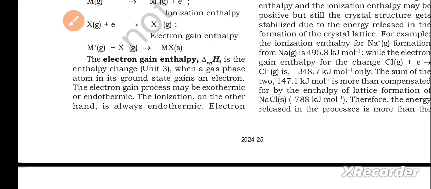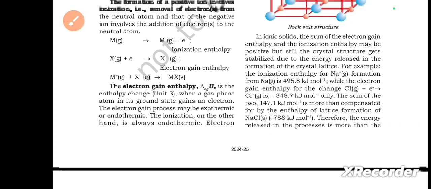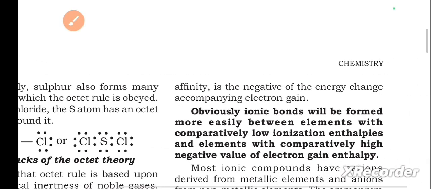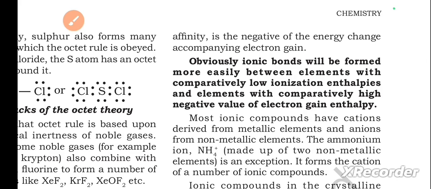The electron gain enthalpy is the enthalpy change when a gas phase atom in its ground state gains an electron. The electron gain process may be exothermic or endothermic. The ionization, on the other hand, is always endothermic. Electron affinity is the negative of the energy change accompanying electron gain. Obviously, ionic bonds will be formed more easily between elements with comparatively low ionization enthalpies and elements with comparatively high negative value of electron gain enthalpy.